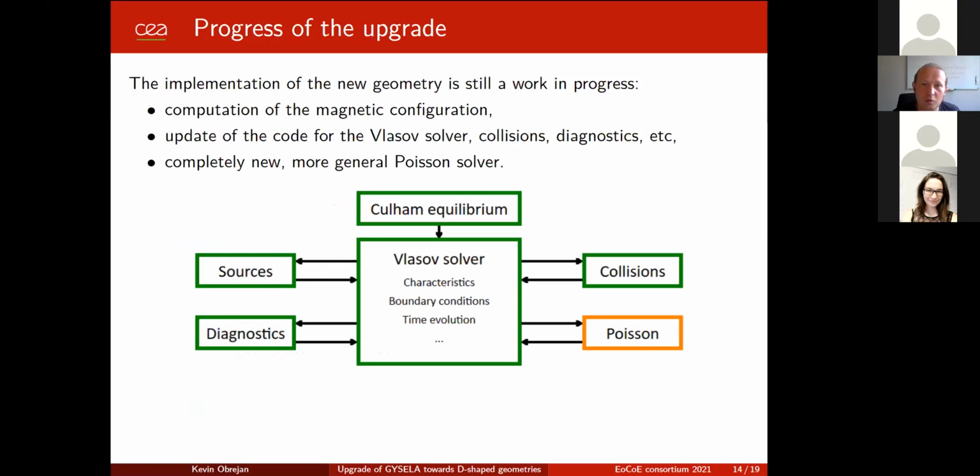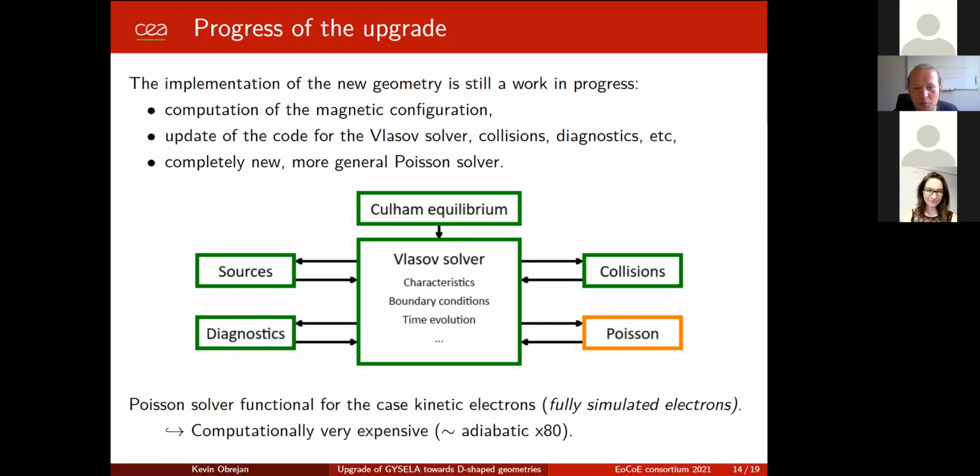To give you a bit more detail on that progress, the computation of the magnetic field and the update of the code to include the metrics, etc., is already available. The new Poisson solver, which is completely new, not an update of the previous one but really a different solver, is still underway. It's already working for the so-called kinetic electrons. That's what I mentioned earlier. They are fully simulated electrons. So it's already available for physical simulations.